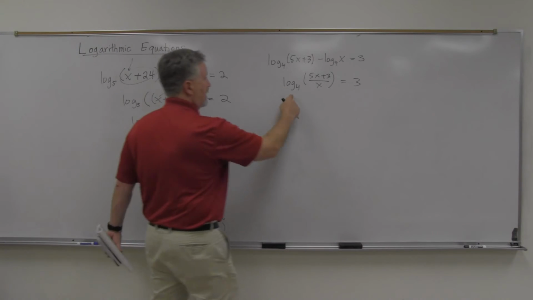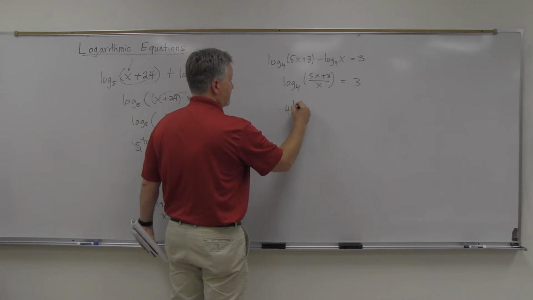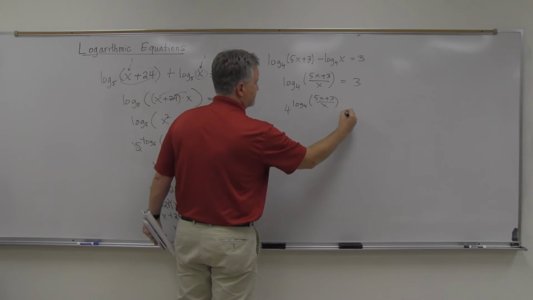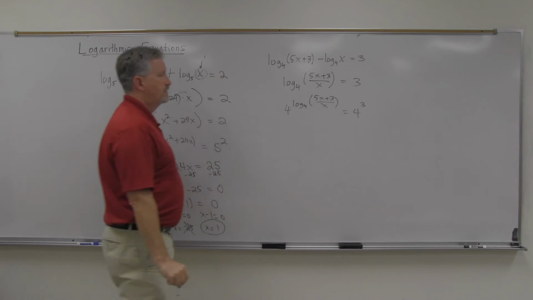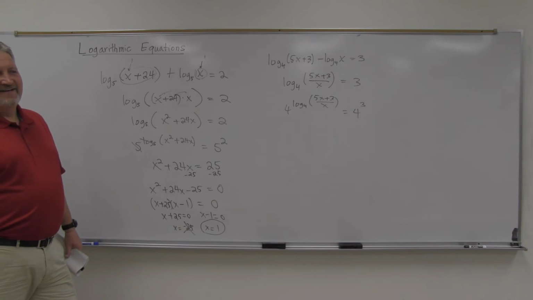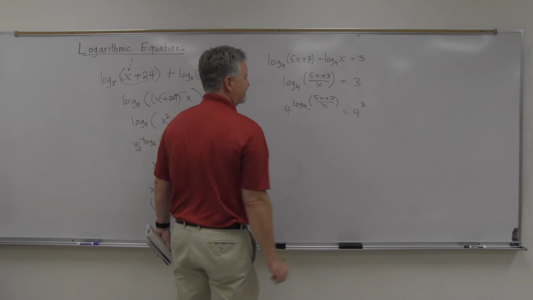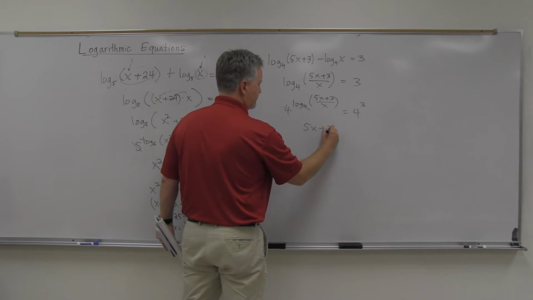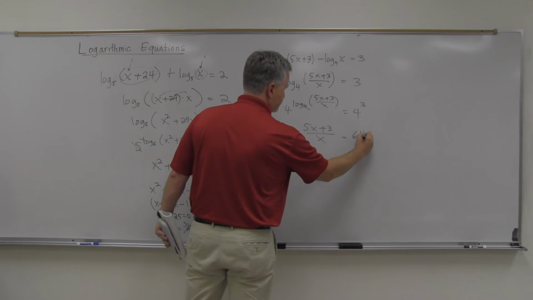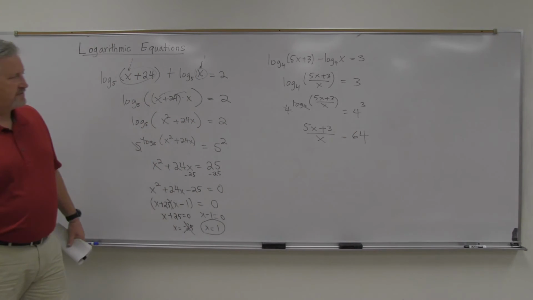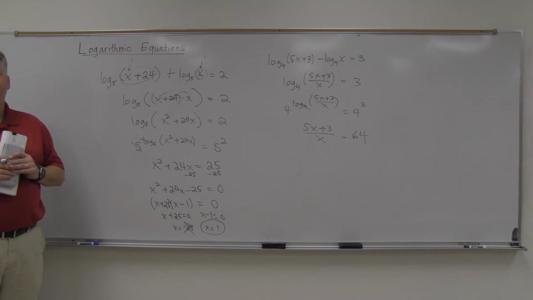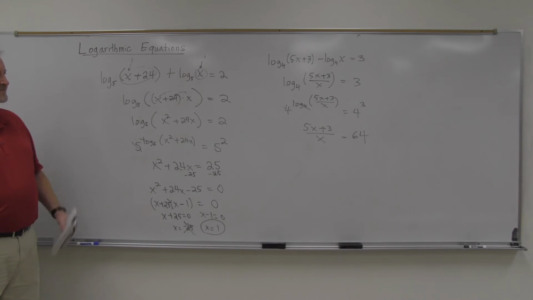So now we're good. Base 4, so exponentiate both sides to base 4. This side would be 4 to the third. The 4 and log base 4 cancel, just leaving me 5x plus 3 over x equals 64. So we have this nice little equation. Not the easiest equation ever, but not too bad. What can we do to solve that?